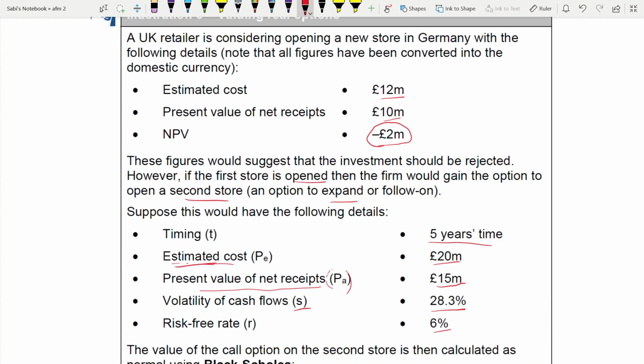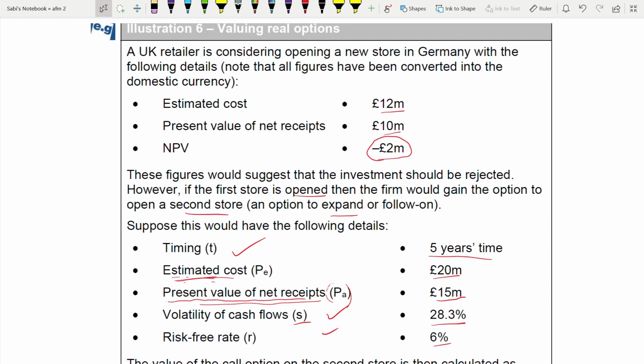Okay, this one, and this one, there will be not an issue. The only issue is in identifying the correct exercise price and the correct price of the underlying asset. If it's an underlying asset, you will find things like this: present value of net receipt. If it's an exercise price, they will write about cost, estimated cost and all. So this is an option to expand. When it's an option to expand, you have to identify the call option. Why? Because you will know in the Black-Scholes option pricing model how to value. That's why.